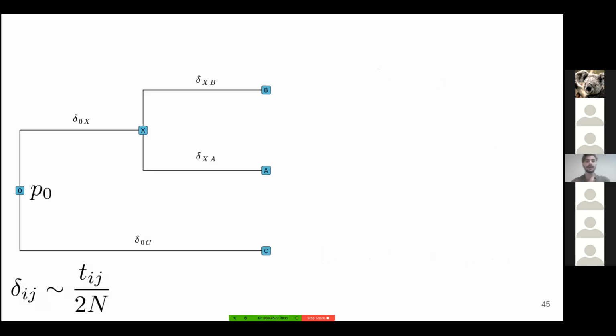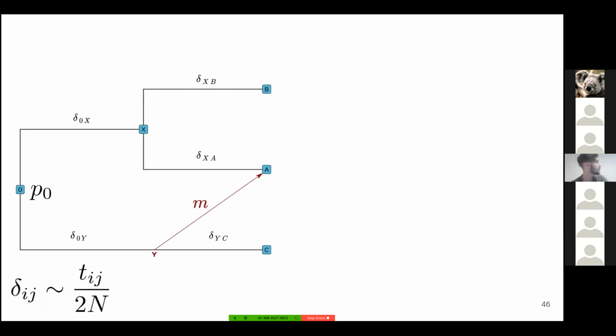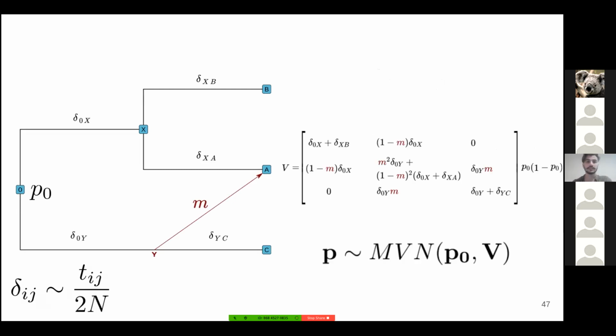Now, what if there has been an admixture event? How can we extend the previous framework to accommodate an admixture? This can be done by including an admixture parameter M, which is a ratio of the contribution of allelic frequencies from one population to the other. In practice, this results in a slightly modified covariance matrix, where a new correlation structure is induced because of the admixture event. We can then treat this the same way we did before, where allele frequencies follow a multivariate normal distribution.